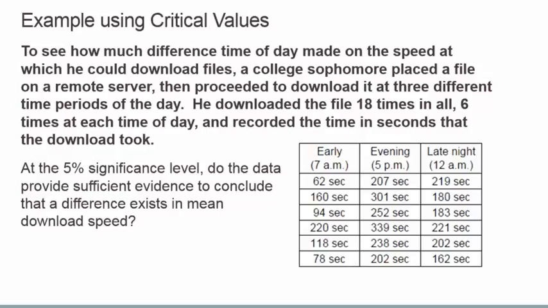Early was at 7 a.m. We have 62 seconds, 160 seconds, 94 seconds, 220 seconds, 118 seconds, 78 seconds. Evening was at 5 p.m.: 207 seconds, 301 seconds, 252 seconds, 339 seconds, 238 seconds, 202 seconds. Late night was at 12 a.m.: 219 seconds, 180 seconds, 183 seconds, 221 seconds, 202 seconds, 162 seconds.